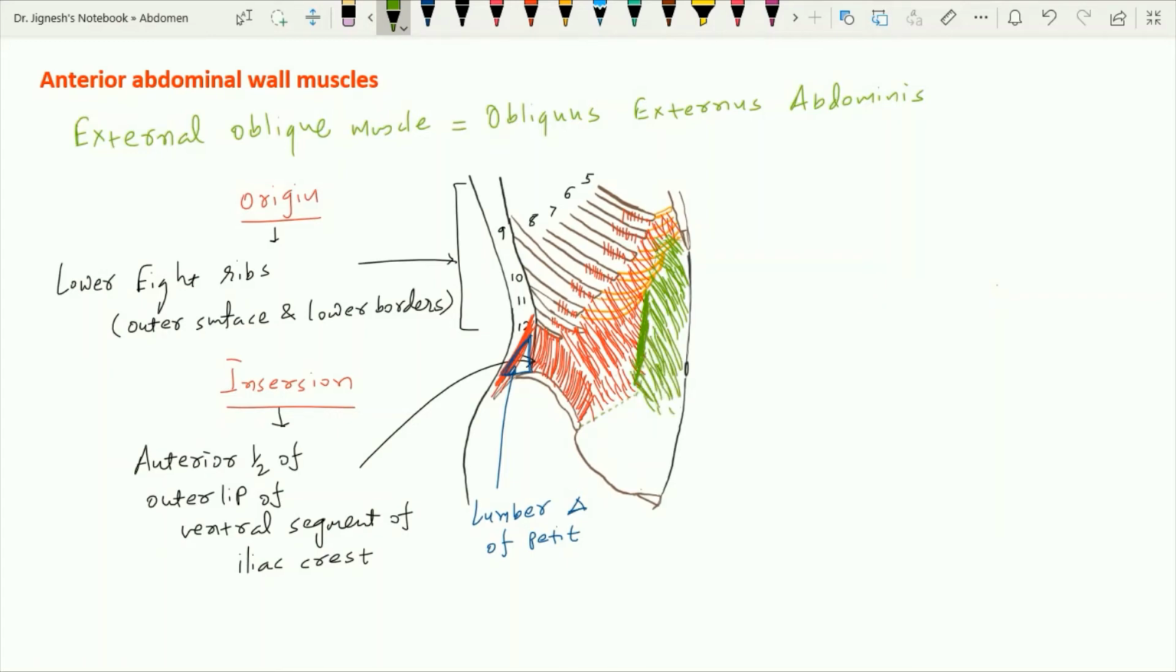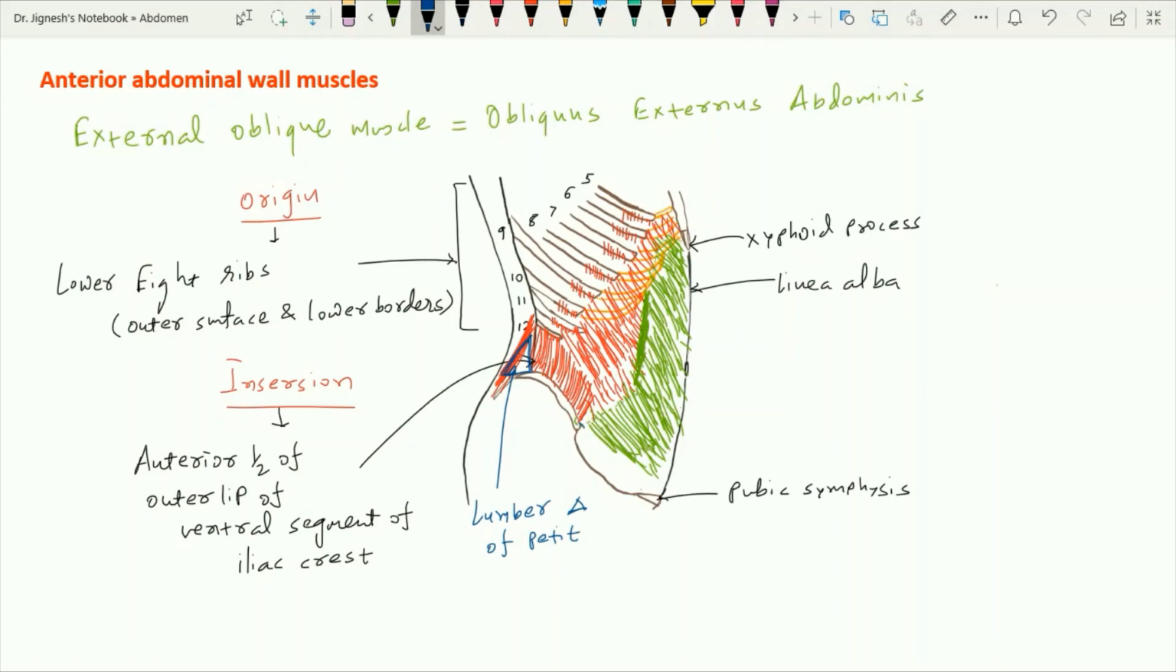After reaching anterior to the anterior superior iliac spine, this aponeurosis becomes a little more broad, and it passes over the rectus abdominis muscle and forms the anterior wall of the rectus sheath, and inserts over the linea alba, which extends from the xiphoid process to the pubic symphysis.